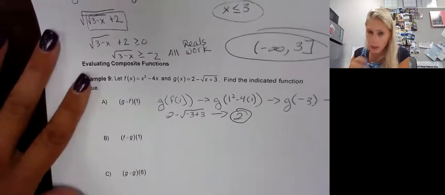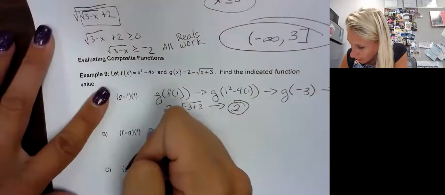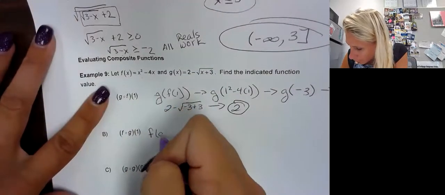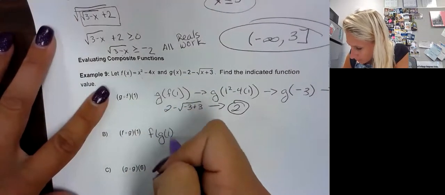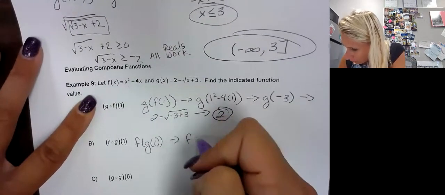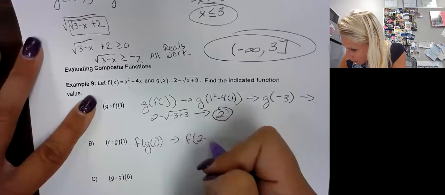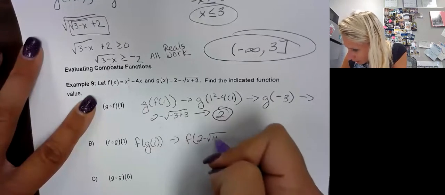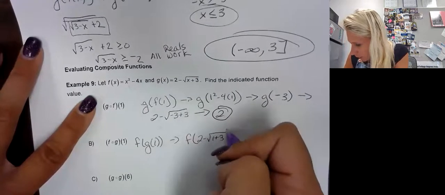Evaluated so much quicker. Let's try it the other way. F of g of 1. So we have f of 2 minus the square root of 1 plus 3, because I'm plugging in 1 for g.